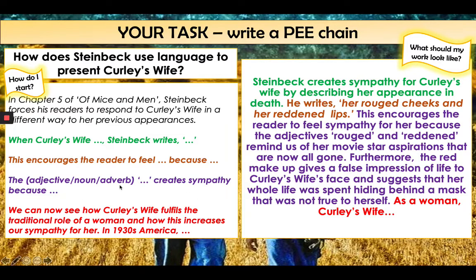Now, the only thing you need to upload from today is your finished P chain. You don't need to upload the other sheet. Please just upload your P chain to Padlet. The link is on Class Charts.